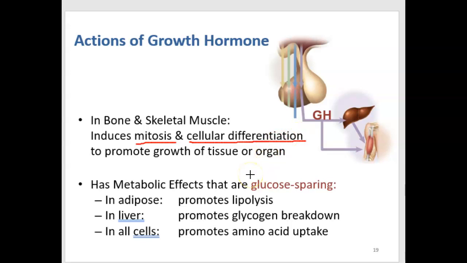There are also some metabolic effects of growth hormone. In adipose, for example, lipolysis is induced, so the breakdown of stored lipids. In the liver, glycogen is broken down, so storage of carbohydrates broken down. And that's to flood the blood with as much energy source as possible so that target organs can actually proliferate, because we need a lot of ATP and you need to make a lot of cells. It also promotes amino acid uptake by many different types of cells.